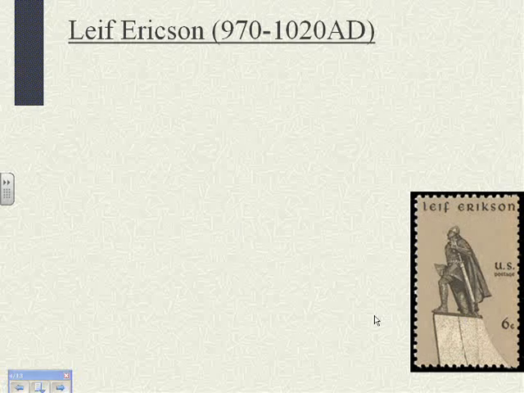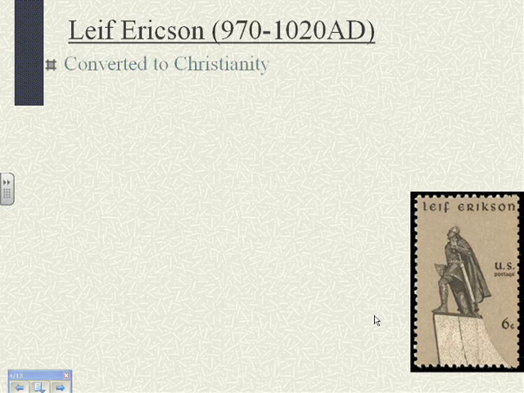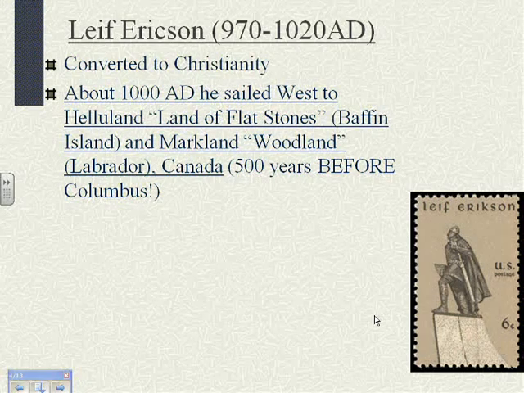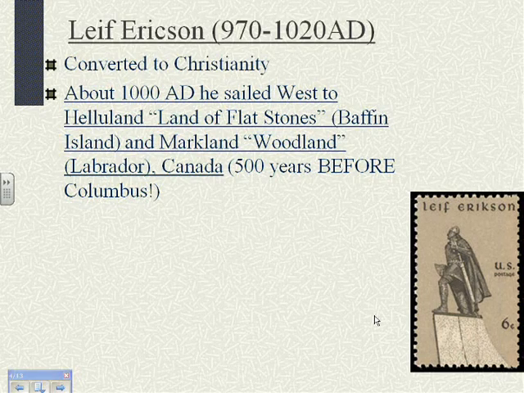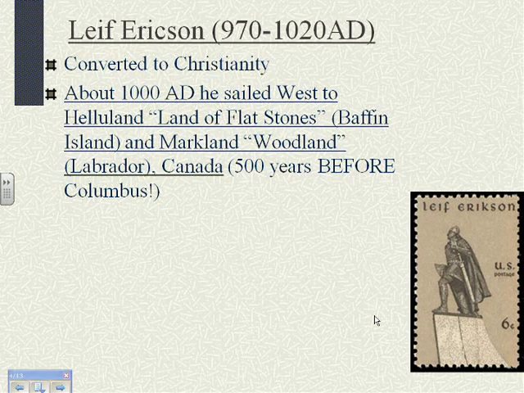So Leif Erikson was alive around 970 to 1020 AD. And he actually converted to Christianity, as quite a few of the settlers in Greenland did. Prior to that, he believed in some of the Nordic gods, kind of a pagan type religion. But around 1000 AD, he sailed west from the settlements in Greenland to Helluland, which is the land of flat stones, now known as Baffin Island, and Markland, which was called Woodland, which is now known as Labrador. And this was in Canada 500 years before Columbus.